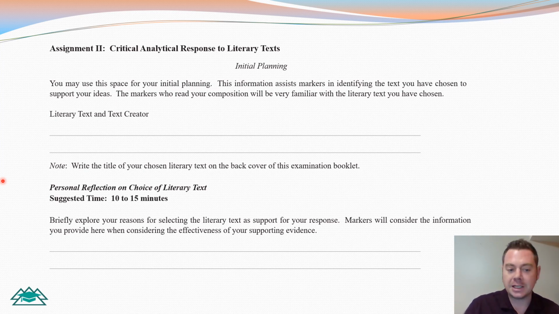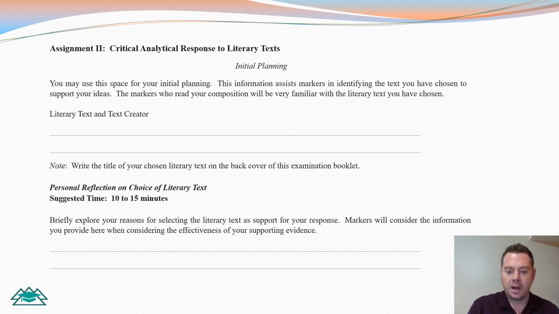Now, you'll see this part here that says the personal reflection on choice of literary text. I dislike this section. It says, briefly explore your reasons for selecting the literary text as support for your response. Markers will consider the info you provide here when considering the effectiveness of your supporting evidence. Now, if I was writing a critical analytical and I saw this statement, briefly explore your reasons for selecting this text, I'd be like, well, I know it and it works for the topic. Those are the reasons, right? Are there any other reasons? I don't think so. Treat this as your planning page.